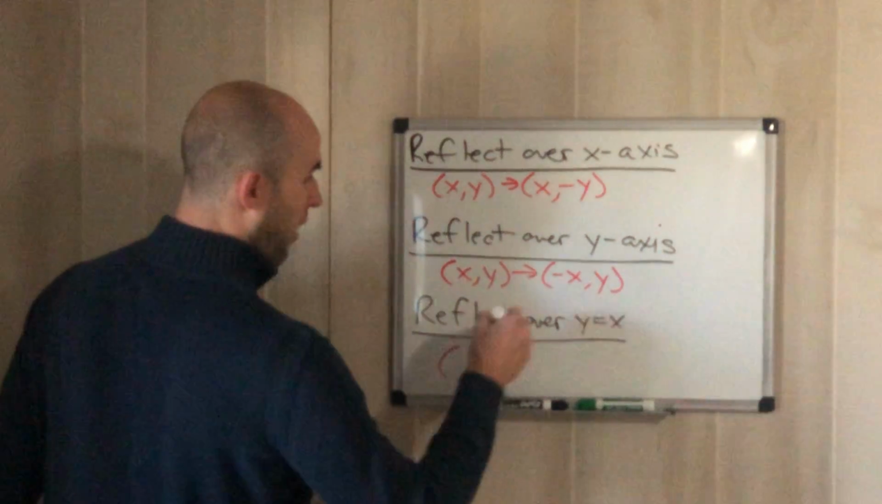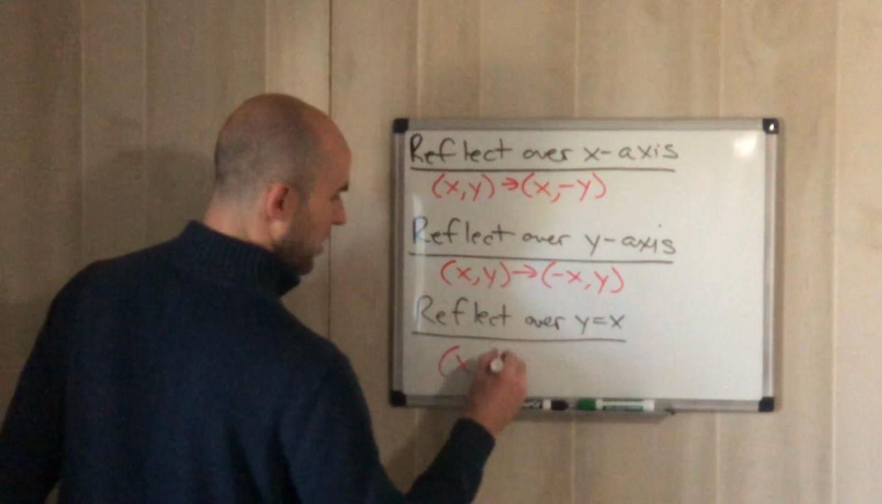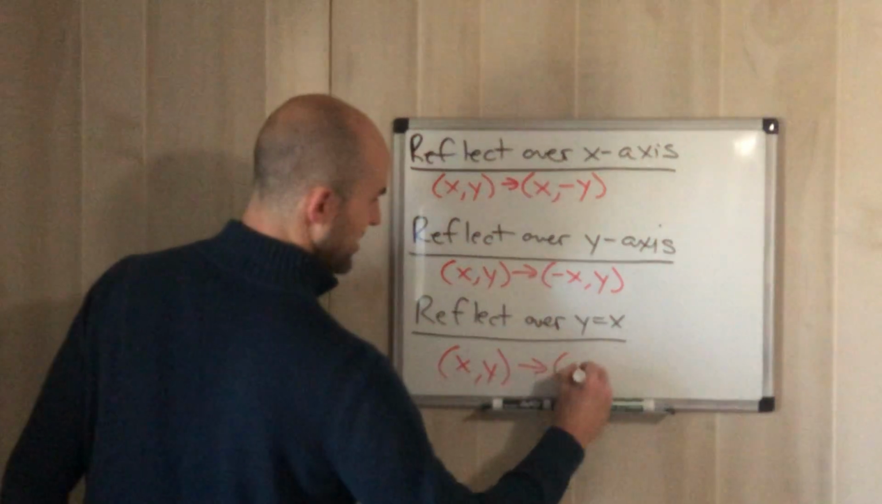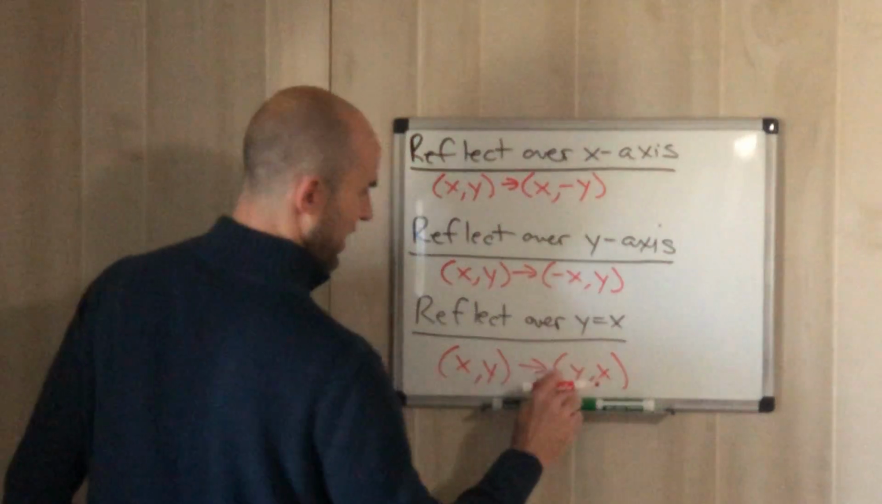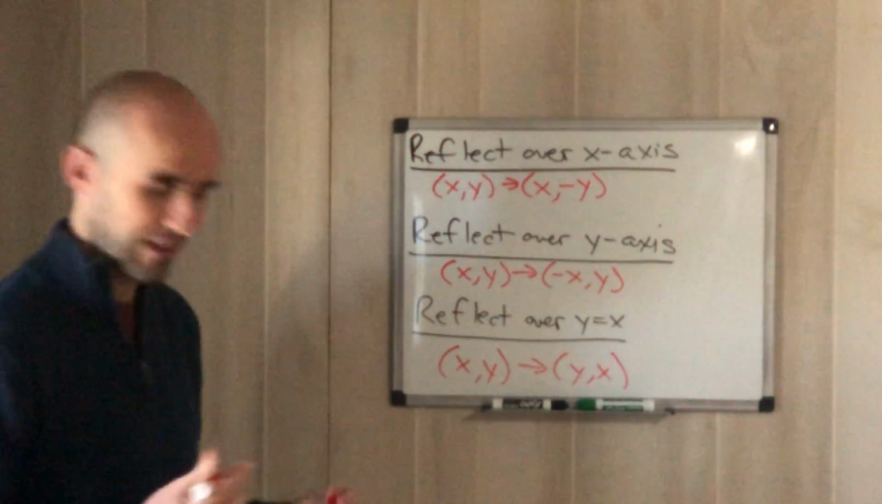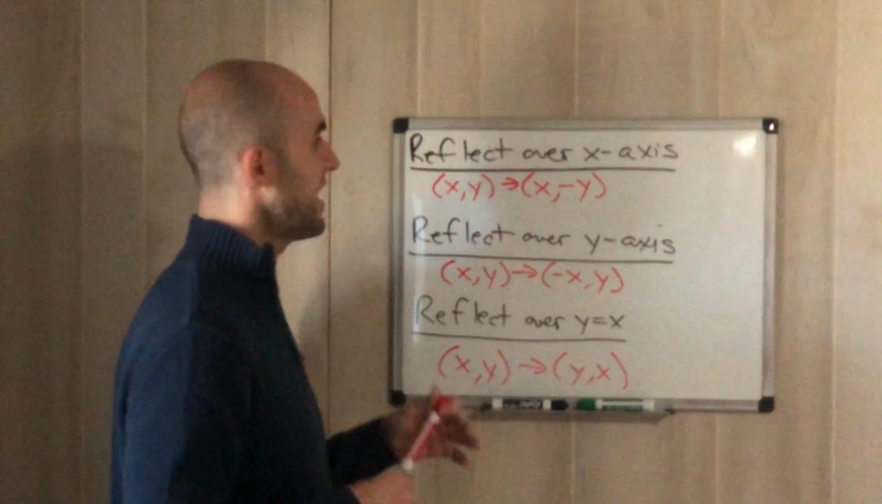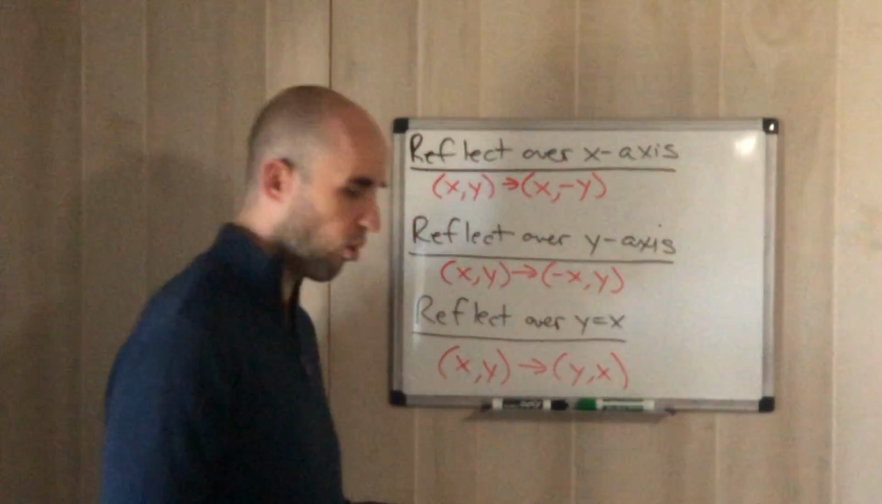When you reflect over y equals x, all you have to do is just change the order, guys. You don't change any signs whatsoever. You never change any of the signs. And that's it. It's literally that easy to remember, guys. It's just always changing one sign or the order of it.